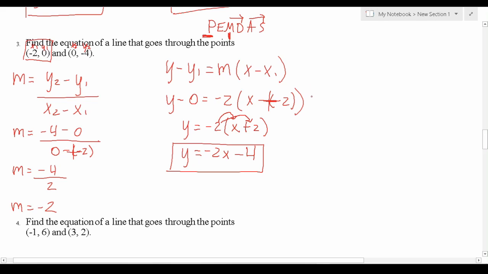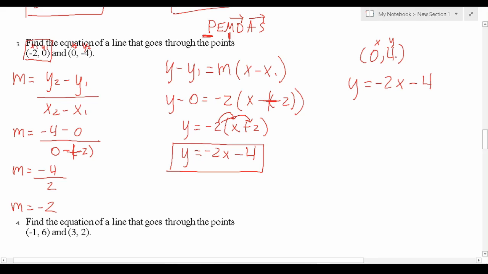That said, it's always a good idea to check your work. To check your work, you can plug any of these two ordered pairs in this equation and see if it makes a true statement. So since I used this one already, I'm going to go ahead and use this one. And again, we're just going to plug that into the equation of the line we came up with, namely y equals -2x minus 4. Plug in x and y where we see x and y accordingly.